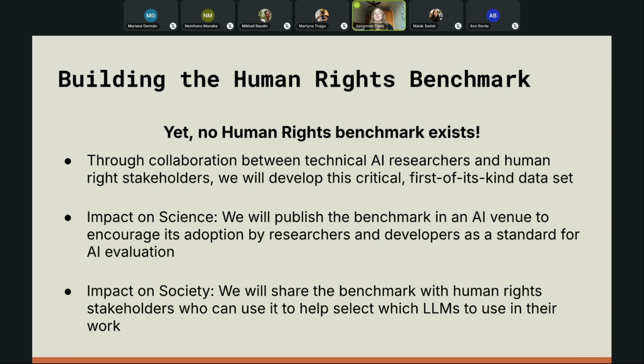So this is a really exciting project that we've started this year, and it's really key that we have collaboration between technical AI researchers like myself and human rights stakeholders to develop this new first of its kind data set. And just a bit about the impact. We are working on our first publication now to share this benchmark in an AI research venue to encourage its adoption by researchers and developers as a standard for AI evaluation. And then, of course, we'll also be sharing the benchmark with human rights stakeholders who can use it to inform what LLMs they choose to work with.